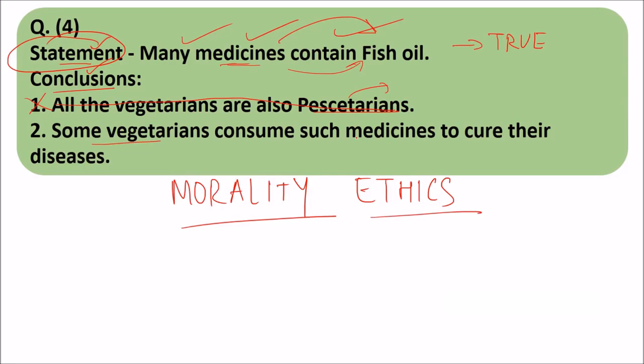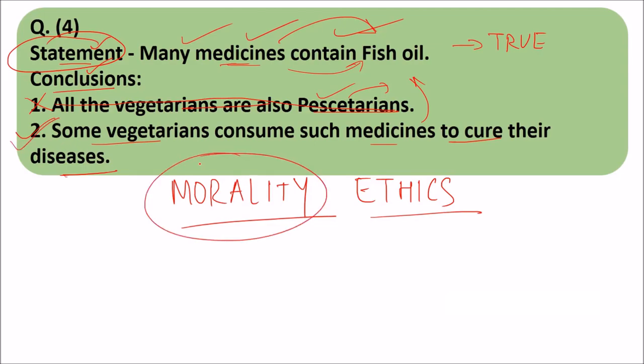Second conclusion. Some vegetarians consume such medicines to cure their diseases. This is correct. This is valid. Why? Because many medicines, not all the medicines, many medicines contain fish oil. So if you are a vegetarian but you have a disease and the cure to that disease lies in a medicine which has fish oil in it, then you will consume it. So some vegetarians consume such medicines only to cure their diseases. They are not eating fish for lunch, dinner and all that stuff. They are not eating fish regularly. So they are not pescatarian. So the first is false and this one is correct.